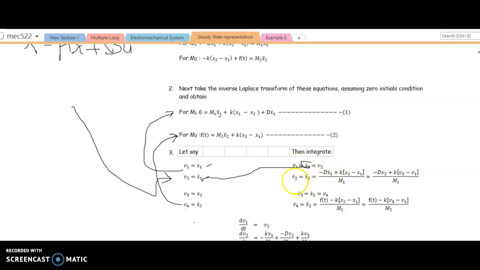Next is V2. V2 dot equal X1 double dot. So X1 double dot ni, this one from here. So just masukkan equation ni dalam this, for this one.